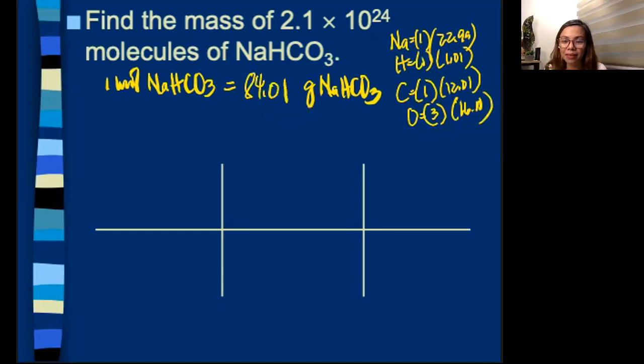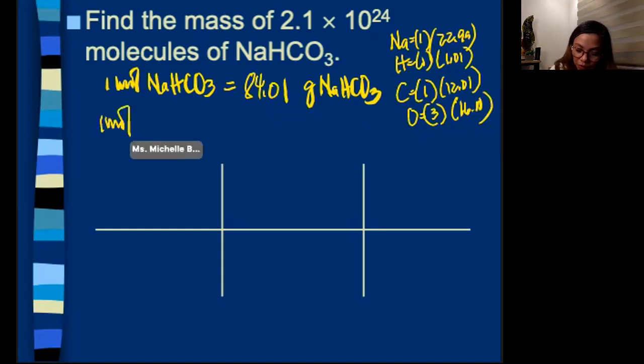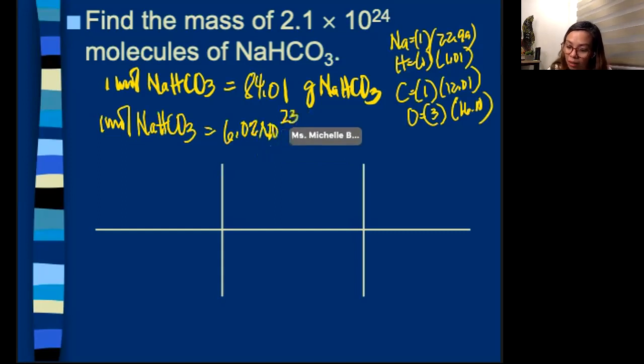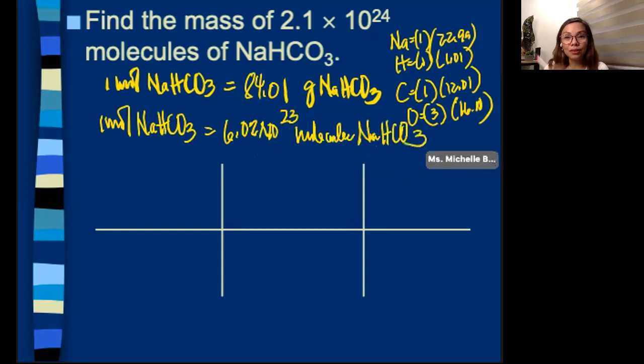That's the molar mass of NaHCO3. And we're not yet done. For 1 mole, we need to have another conversion: 1 mole of NaHCO3 is equal to 6.02 times 10 to the 23rd molecules of NaHCO3. So you have two conversion factors to be used here.